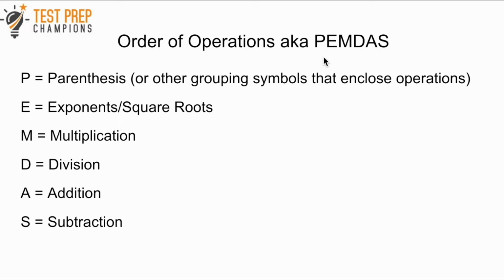PEMDAS. Some people remember this as please excuse my dear Aunt Sally. Now, the P in PEMDAS stands for parentheses or other grouping symbols that enclose operations. The E stands for exponents and square roots. The M for multiplication, the D for division, the A for addition, and the S for subtraction. So let's look at that example.